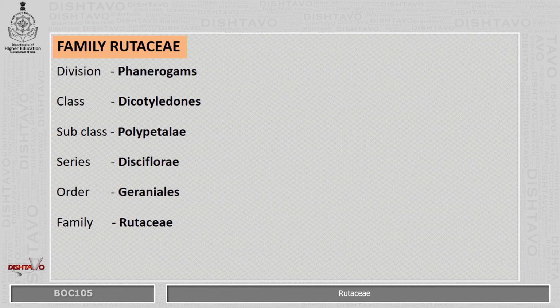So we will first begin with the systematic classification of family Rutaceae. It starts from division, that is Phanerogams, class Dicotyledons, subclass Polypetalae, series Disciflorae, order Geraniales and family is Rutaceae.